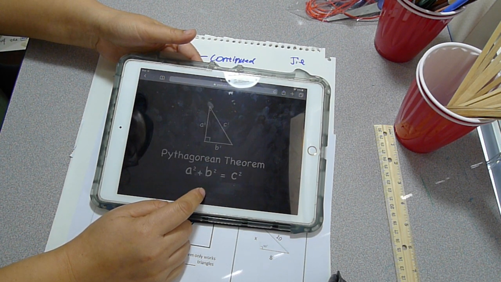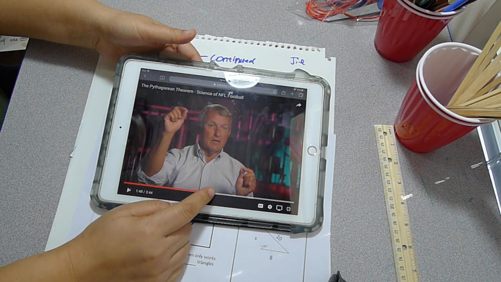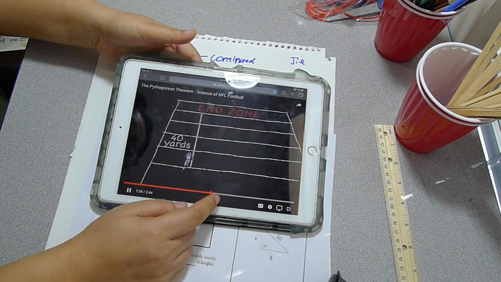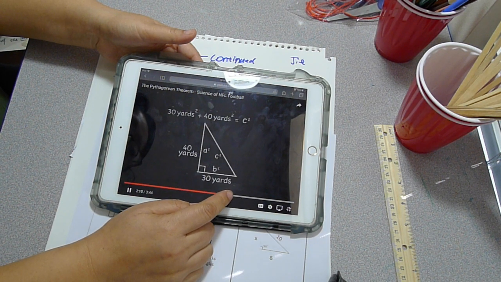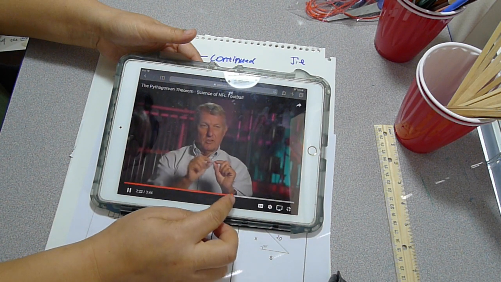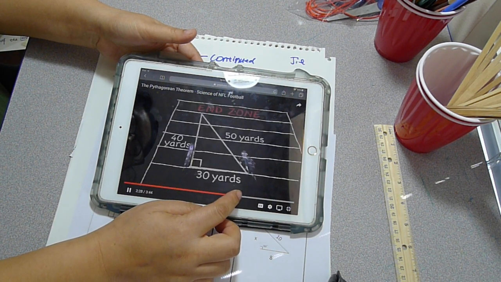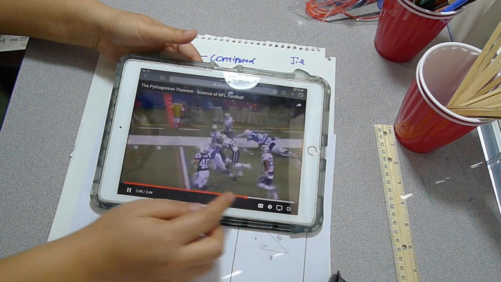The video talks about this equation, and somewhere in this video it also talks about taking the square root, and how to apply the theorem.